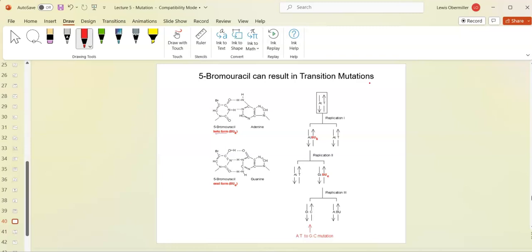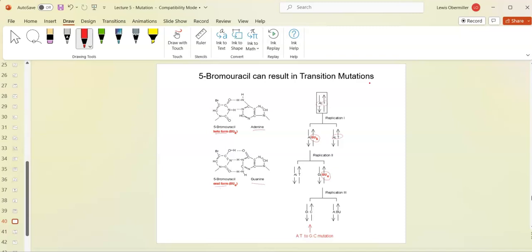So this is the keto form of the 5-bromouracil, and it's going to pair with adenine, right? So it acts like a T here. And so it's going to base pair here with an A, pairing with a T like normal. And then it gets ionized to the enol form. And when it does that, it's going to pair with guanine. So we have the ionized 5-bromouracil pairing with G.